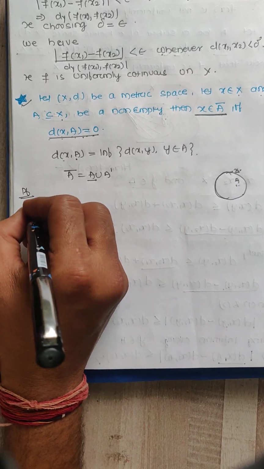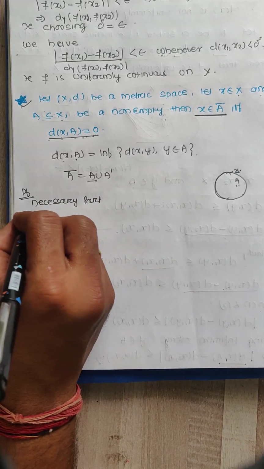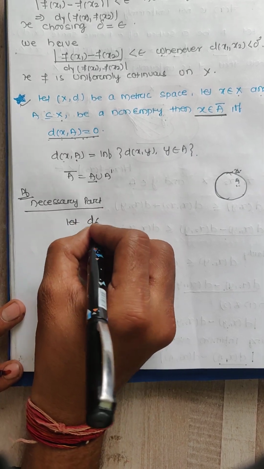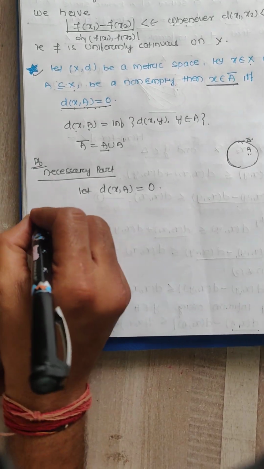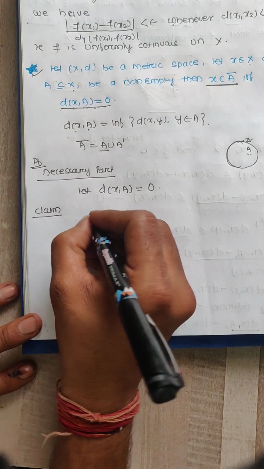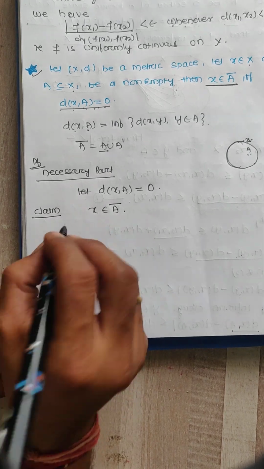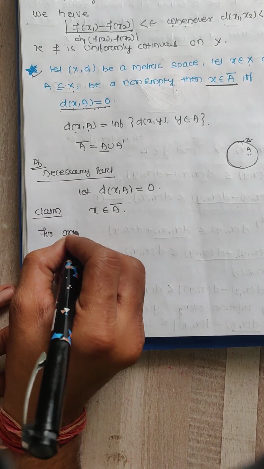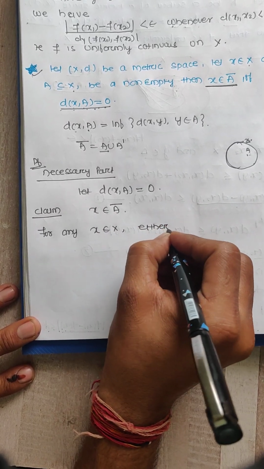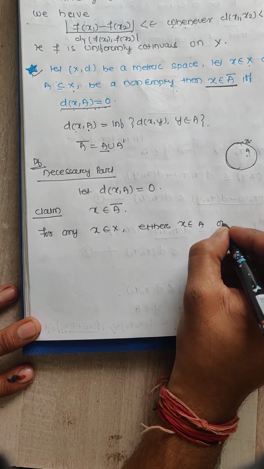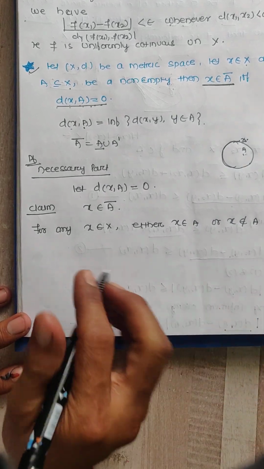Let's assume the necessary part. Let the distance between x and A be 0. My aim is to show that x belongs to the closure of A. For any x belonging to X, either x is in A or x is not in A.